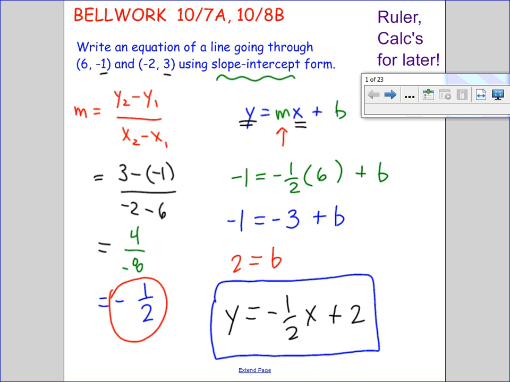I had to go back and find b and then rewrite again. And so we'll at least save one step when we use point-slope form.